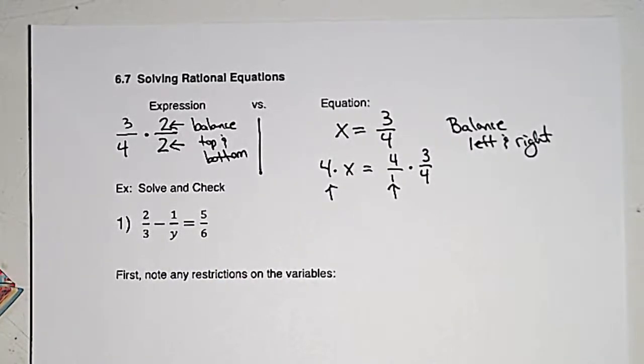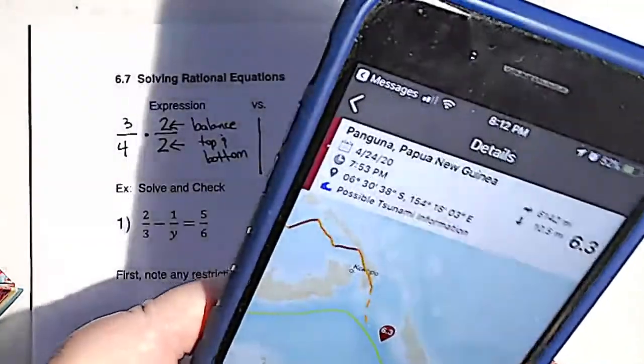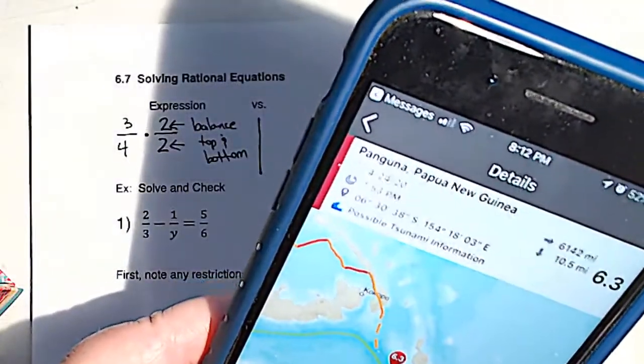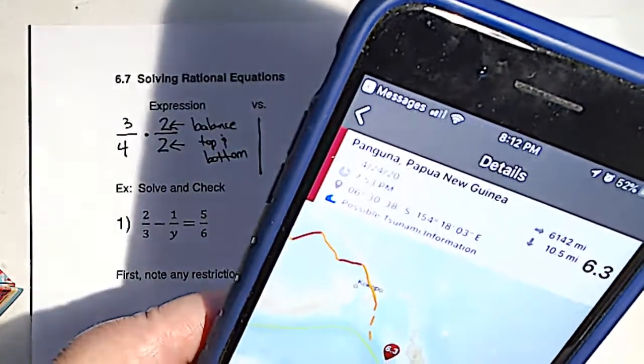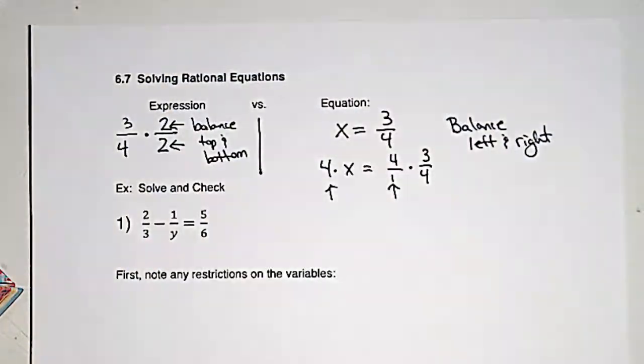Oh, that's why the table moved. Sorry about the light. I don't really think that the earthquake that just happened in Papua New Guinea actually moved the table, but maybe it's possible. It was a 6.3. That's pretty big. I hope they're okay. Hopefully that was not a terrible thing to happen, and I'm hoping that the people there are all okay.